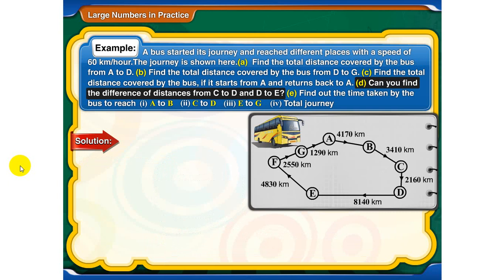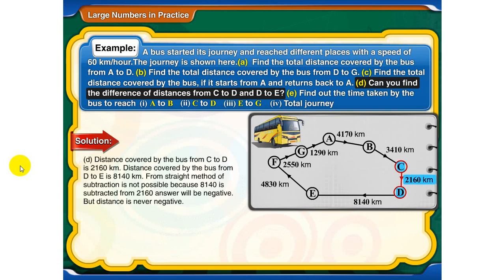D. Distance covered by the bus from C to D is 2,160 kilometer. Distance covered by the bus from D to E is 8,140 kilometer. The straight method of subtraction is not possible because if 8,140 is subtracted from 2,160, the answer will be negative, but distance is never negative.